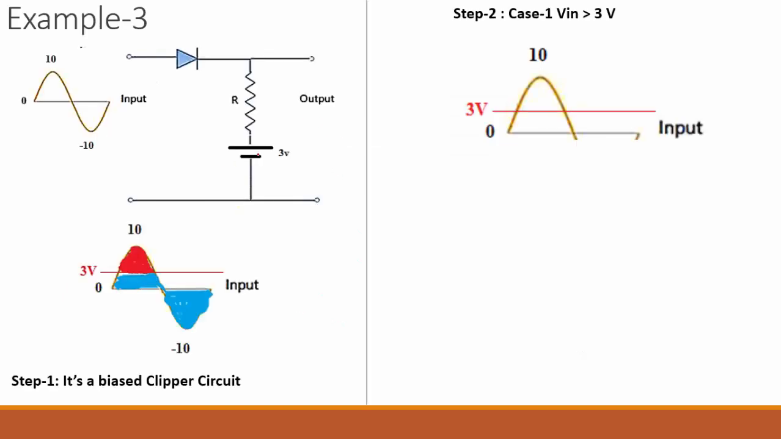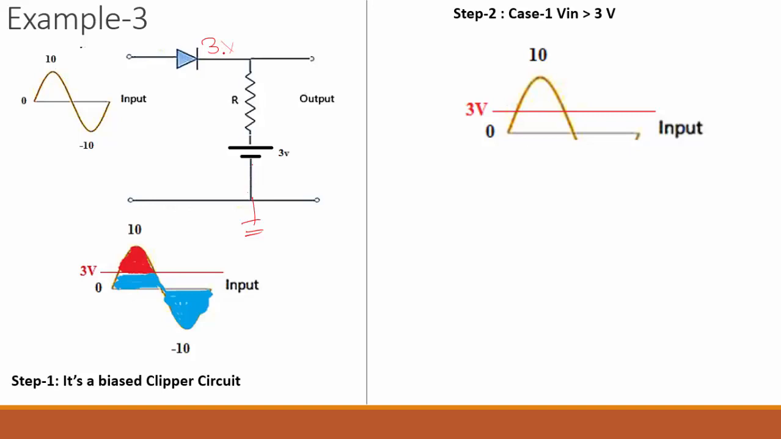Let's consider this example. What I have here is the input, which varies from 0 to 10 to minus 10 as an AC signal, a diode, a resistor, and this battery connected. That's why it's called a biased clipper circuit. Now, due to this battery I can write 3 volt over here, with respect to ground. So this voltage will be, let's suppose, 3 volt.